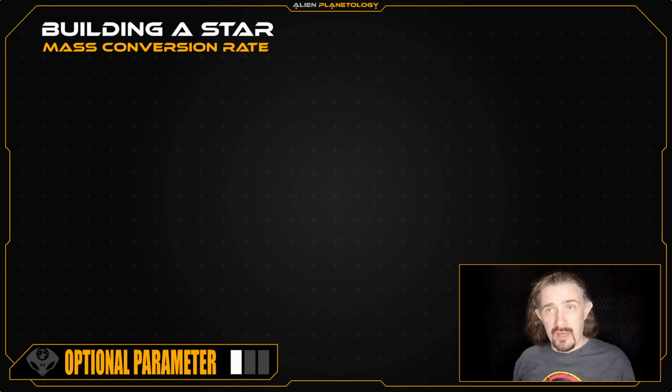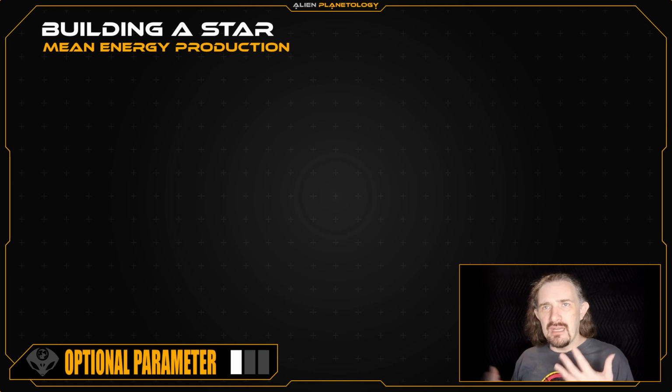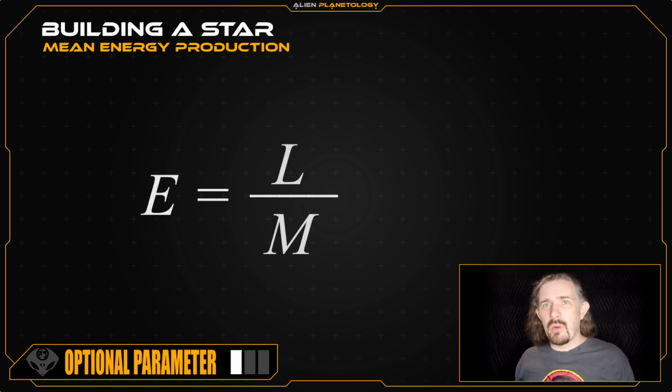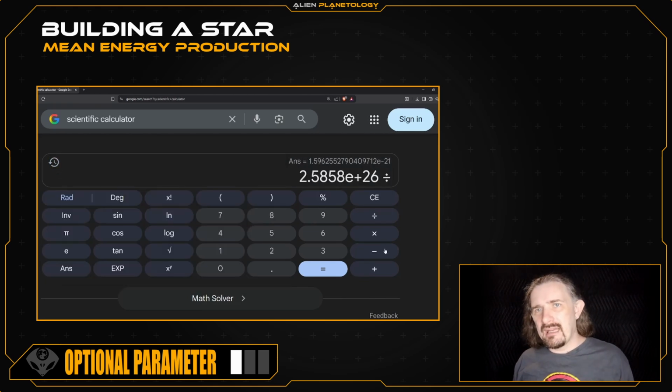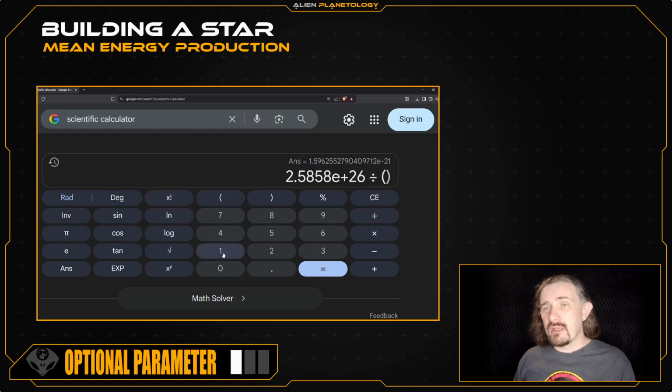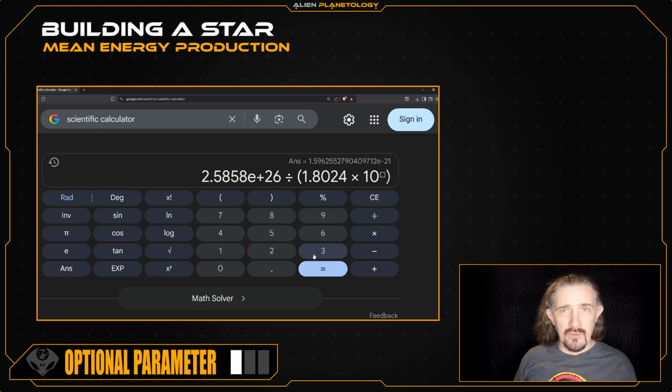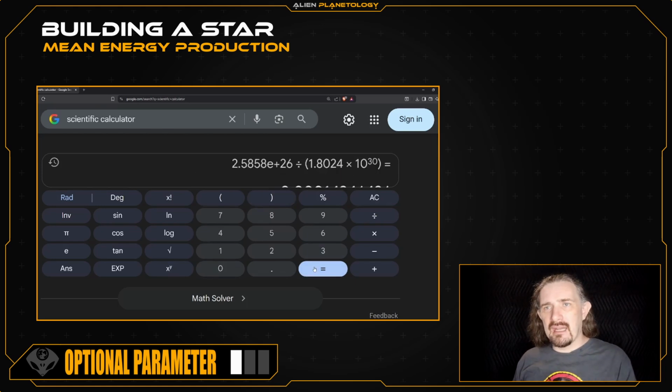The next optional parameter is the star's mean energy production. This is a measure of how much energy your star is producing from each kilogram of matter. It is given by this equation, where the energy is equal to the star's luminosity divided by its mass. So once again, I'm going to click the history icon and select my luminosity value to start the calculation. Then I'm going to divide it by the mass of my star, which is 1.8024 times 10 to the 30 kilograms.